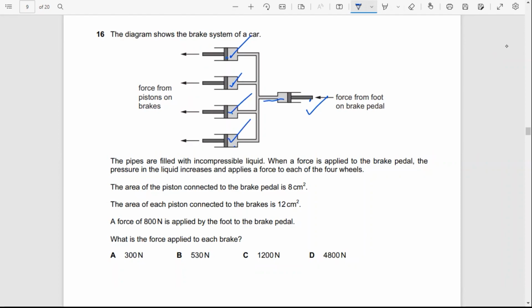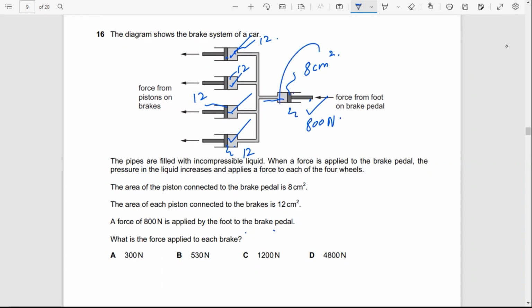The area of the piston connected to the brake pedal is 8 centimeter square, okay, and the area of each piston connected to the brakes is 12. This is also 12, this is also 12. A force of 800 Newton is applied by the foot to the brake pedal. What is the force applied to each brake?